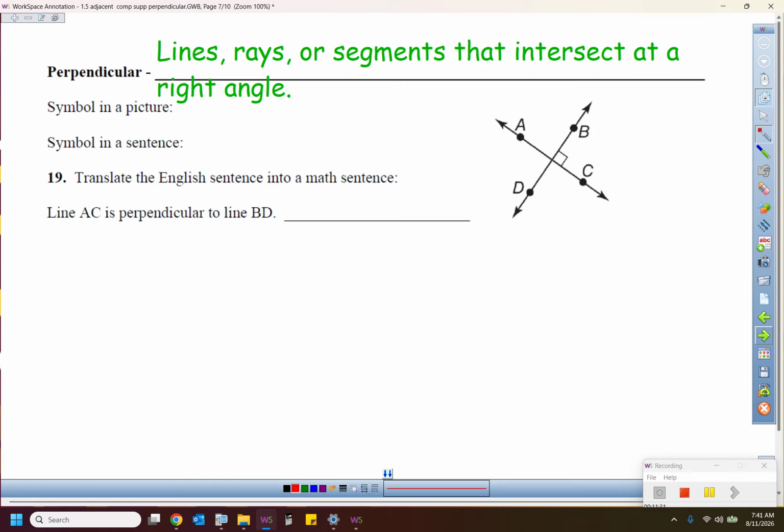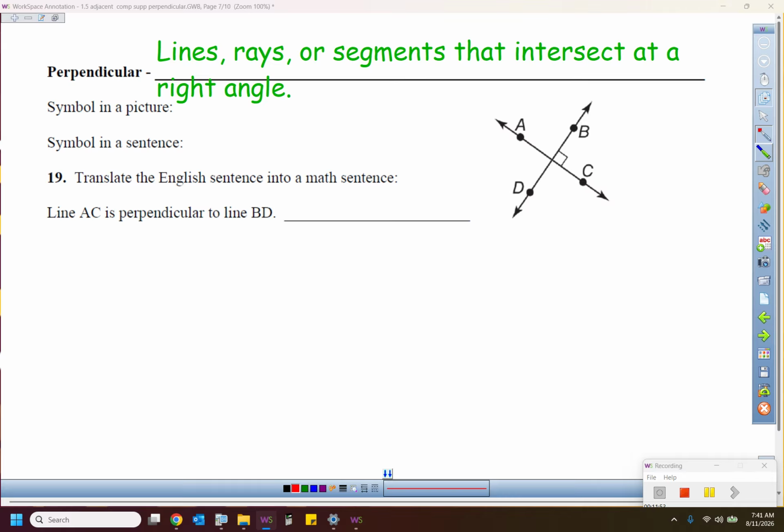And then finally, last word of the day is perpendicular. That's lines, rays, or segments that intersect at a right angle. It could be a couple of lines, a couple of rays, a couple of segments, or any combo of those. If anything geometrically that is linear intersects at a right angle, that's called perpendicular.